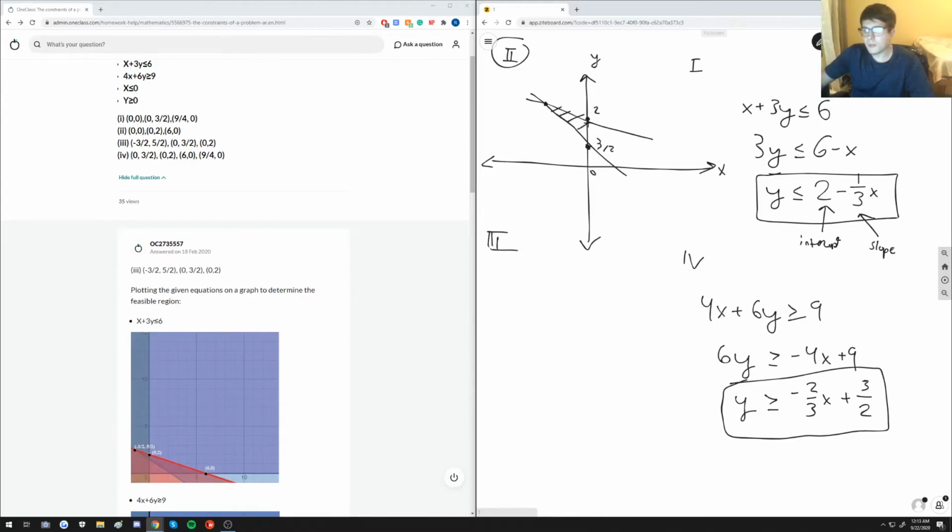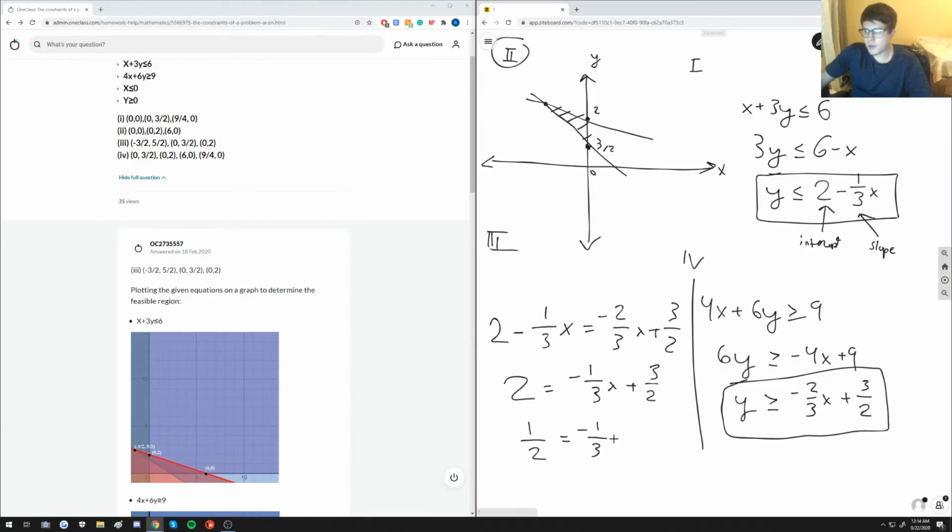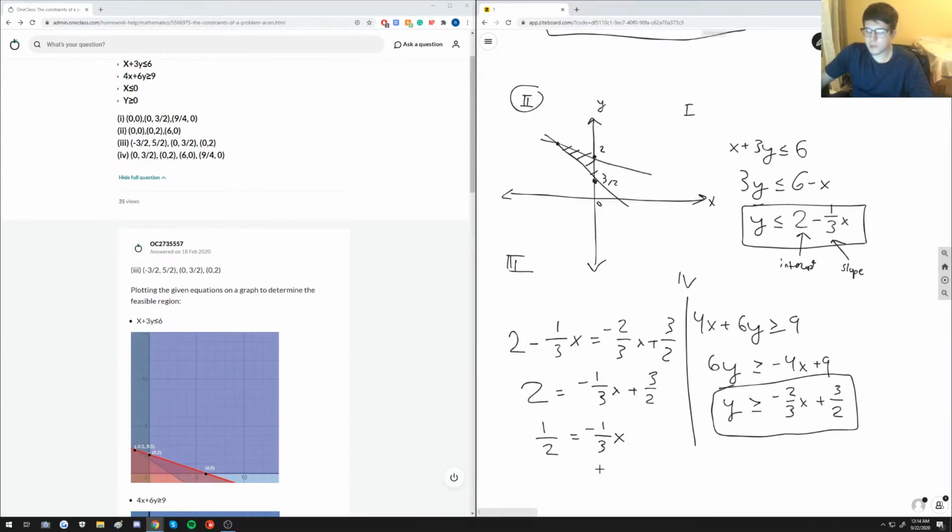Remember we're working in the second quadrant, and our region will be bounded by these 3 points right here that we've drawn. So let's set them equal to each other. We're going to have 2 minus 1/3 x equals minus 2/3 x plus 3/2, and I'm going to add 1/3 x to this side, and I'm going to get minus 1/3 x plus 3/2. I am going to subtract 3/2 from this side. I'm going to get 1/2 is equal to minus 1/3 x. And to isolate x, I am going to multiply by minus 3 on both sides, and I'm going to get that x is minus 3/2.